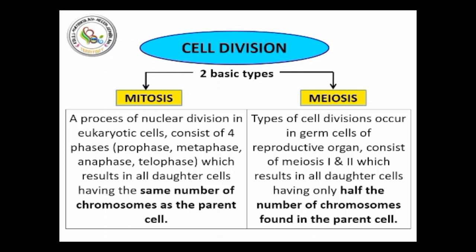Meiosis is a type of cell division that occurs in germ cells of reproductive organs. Reproductive organs in animals refer to testes for male and ovary for female, while the reproductive organs in plants are stamen for male and carpel for the female. Meiosis consists of meiosis I and meiosis II, which result in all daughter cells having only half the number of chromosomes found in the parent cell.